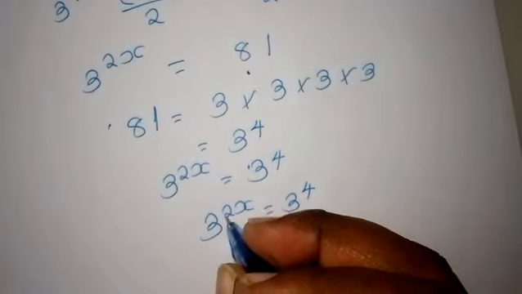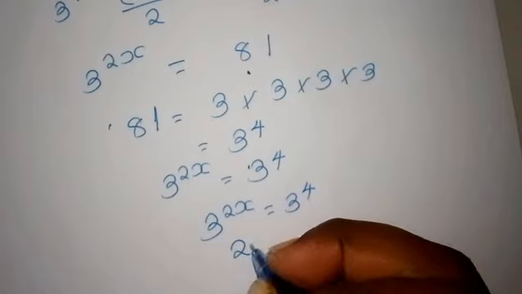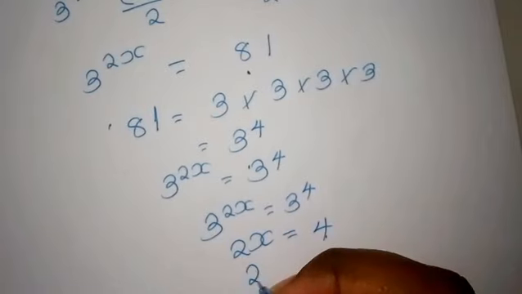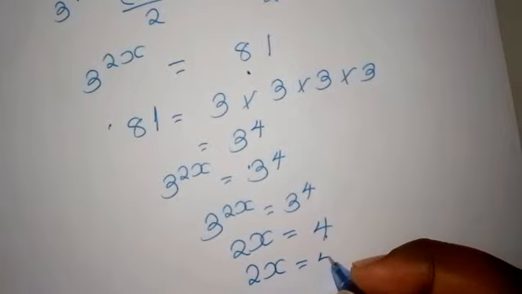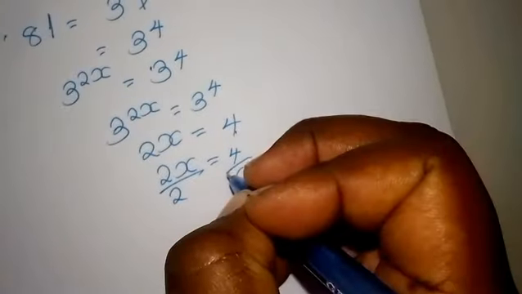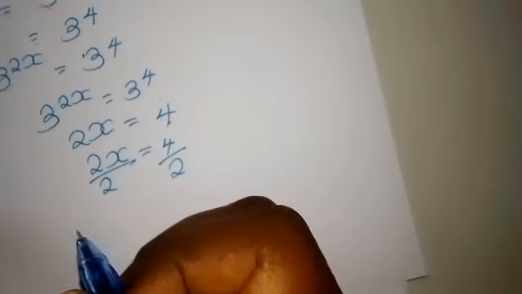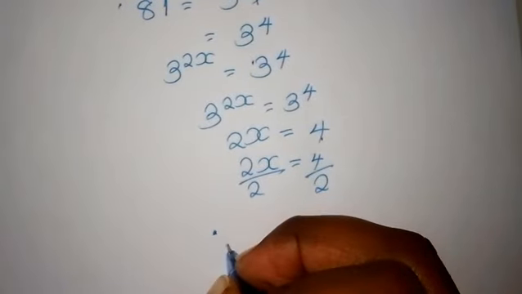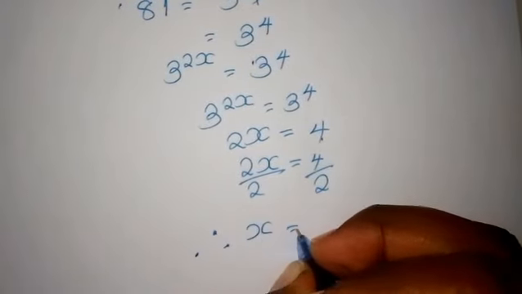Therefore, we use the index: 2x = 4. We divide both sides by 2. Therefore, our x is equal to 2.